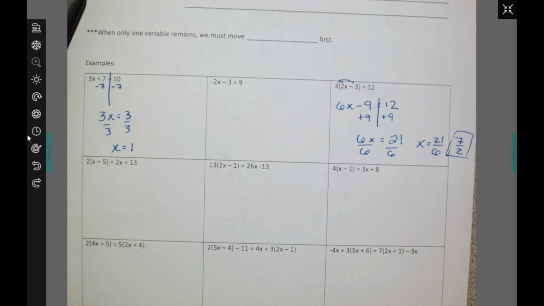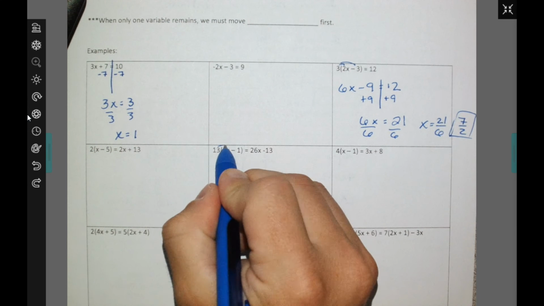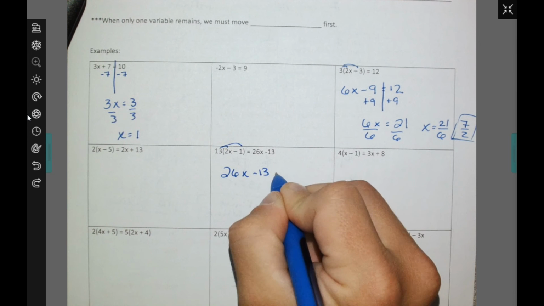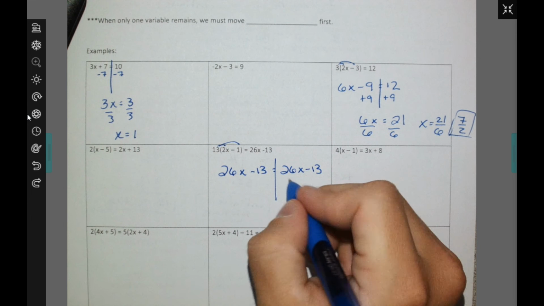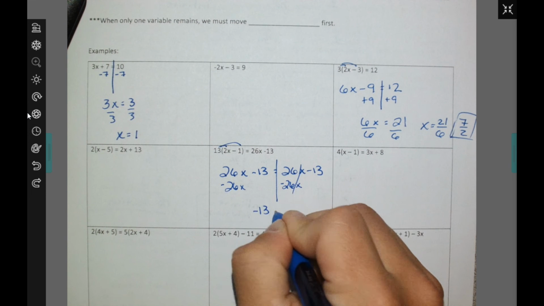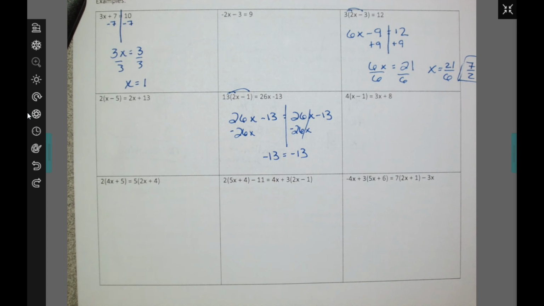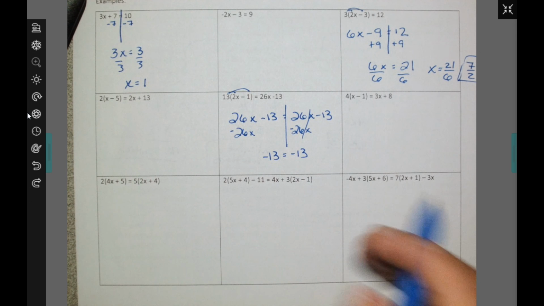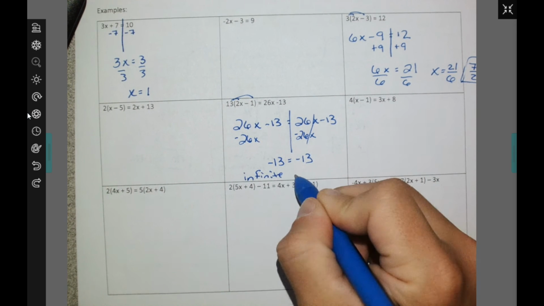All right, there are only a couple more I want to do. Let's do this one in the middle here. Distribute, again, when you have parentheses, so the 13 goes in, giving me 26x minus 13. That equals 26x minus 13. From there, get your letters to one side. So if I subtract 26x from each side, I'm left with negative 13 equals negative 13. This is a scenario again where when the letters are gone, you have to ask yourself, does it make sense? Negative 13 does equal negative 13, so we are going to have infinite solutions.